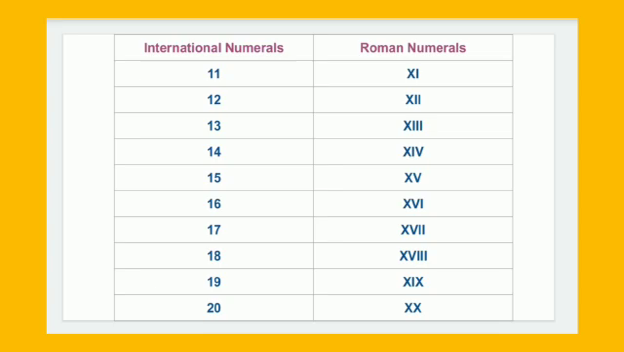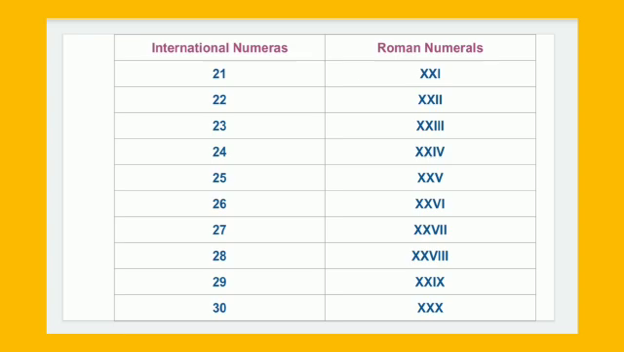17, 10 plus 7, so X and for 7 V and II. 18, 10 plus 8, hence X, V and III. 19, 10 plus 9, so for 10 X and for 9 IX. 20, 10 plus 10, hence XX.